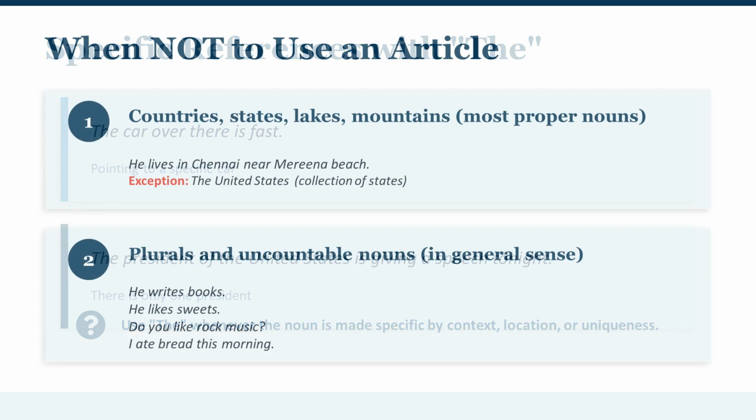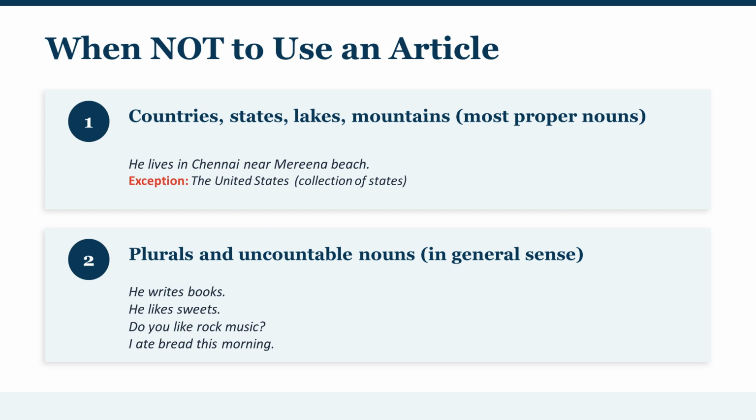Sometimes, we do not use any article at all. This is called the zero article. There are 2 main situations where this happens. First, we generally do not use articles before proper nouns, especially countries, states, lakes, and mountains. For example, he lives in Chennai, near Marina Beach. No article needed here. However, there is an exception. When a country is a collection of states or regions, we use the. For example, we say the United States or the United Kingdom.